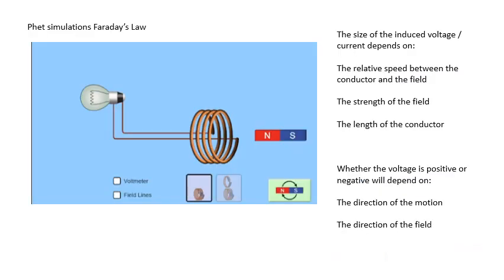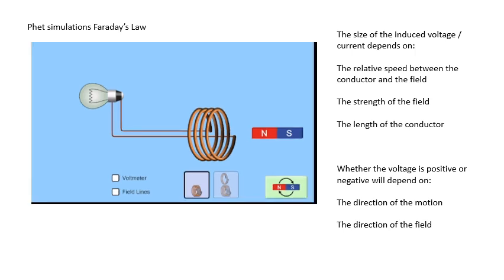Now, this is an excellent simulation, which I can't take credit for. It's Faraday's Law, a PhET simulation. Check out these PhET simulations, they are brilliant. What you can do is, look, I'm moving a magnet in and out of a coil, and you see what the bulb is doing, it's flashing. Oh, look, when I do it faster, we get a bigger voltage, a bigger current.